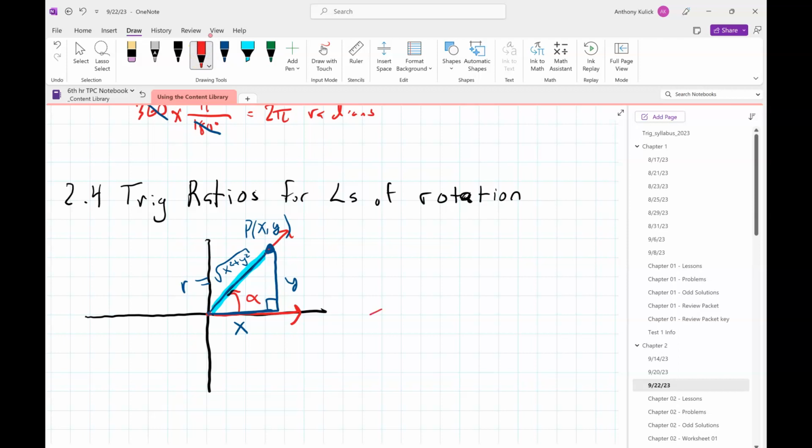So now, if I wanted to write sine alpha, I know from our previous definition that was opposite over hypotenuse. But in our new figure, that's going to be y over r. Nobody sees how amazing what we've just done is.